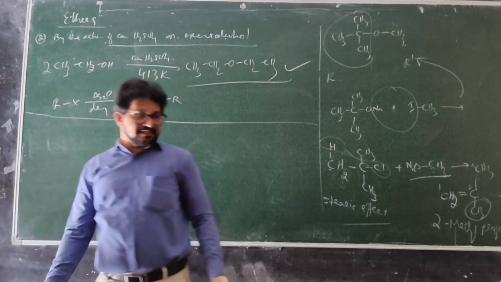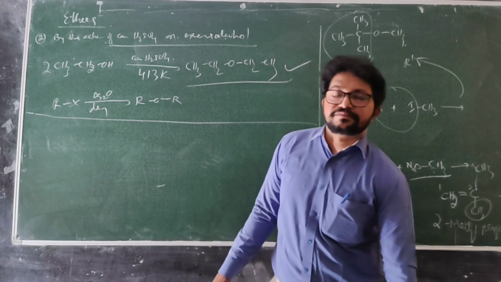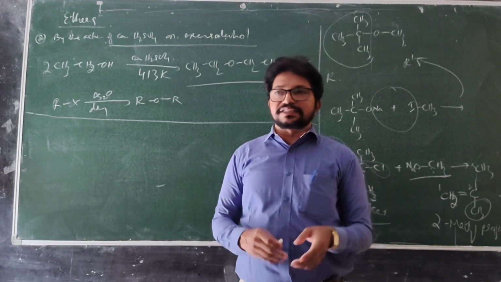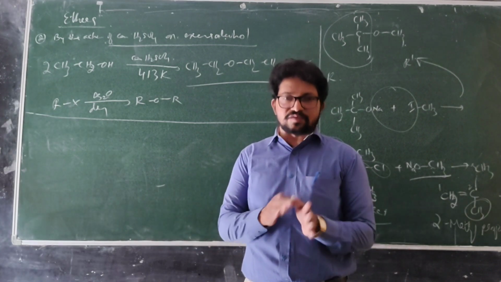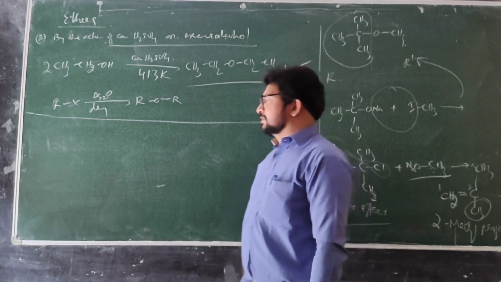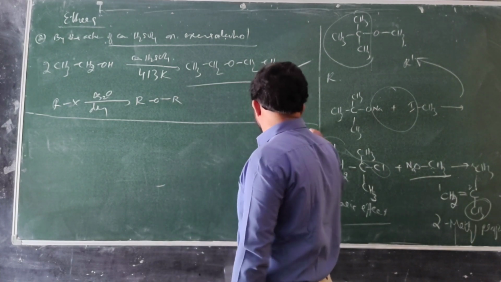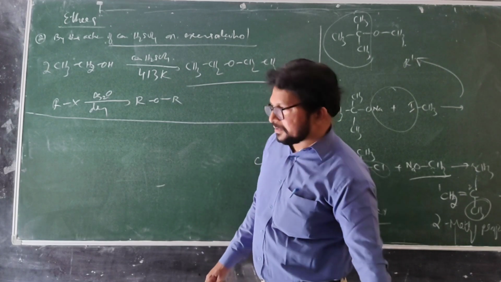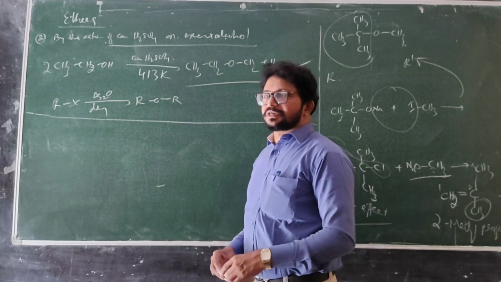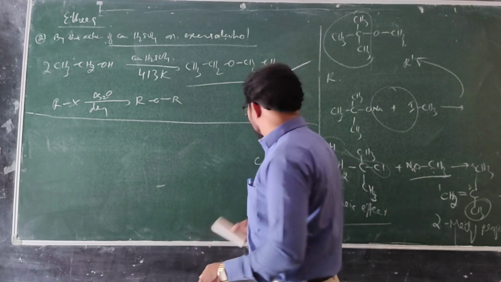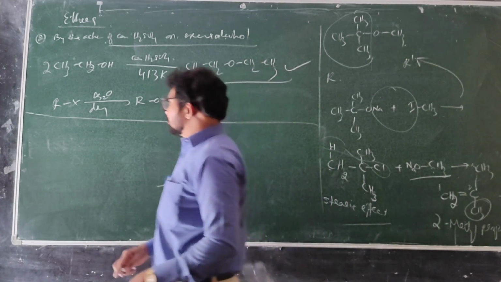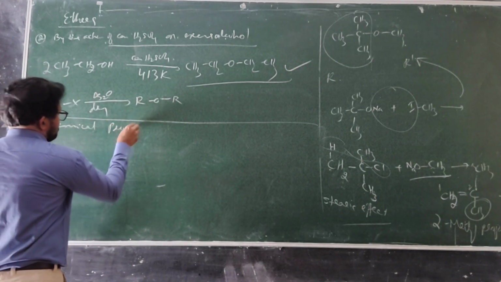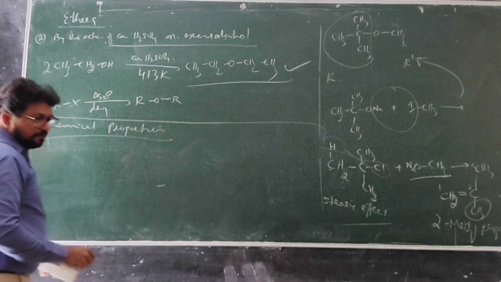Remember the physical properties: ethers are volatile compounds. They have very low boiling points because they are almost nonpolar; there is no hydrogen bonding in R-O-R, C-O-C. That is why they are insoluble in water. Lower members are partially soluble, but higher members are insoluble in water. So let us look into chemical properties.